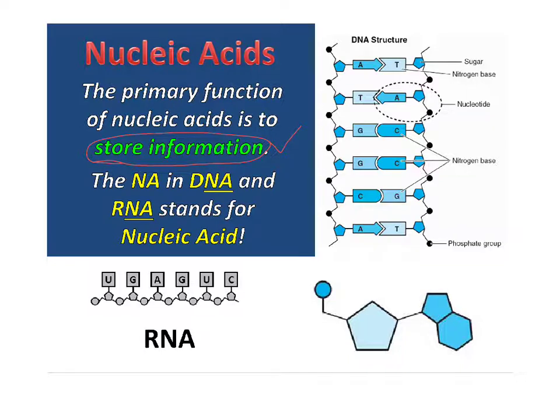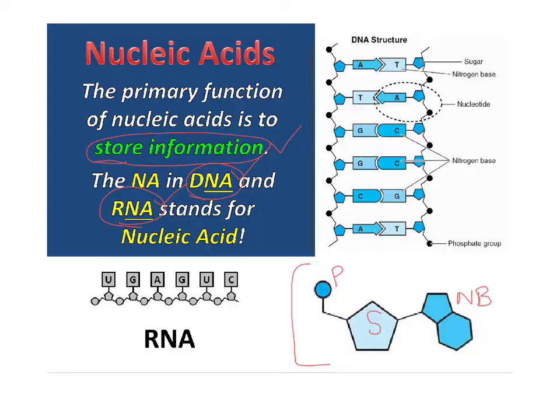The NA in DNA and RNA stands for nucleic acid. So what are the 2 primary types of nucleic acids? DNA and RNA. Those are the next 2 on your notes right there. What are the 2 primary types of nucleic acids? DNA and RNA. And again, here's a picture of a nucleotide. This is the phosphate group, this is the sugar, and this is the nitrogen base.